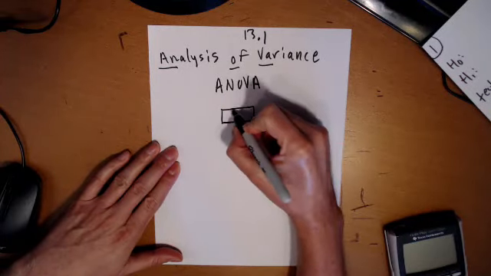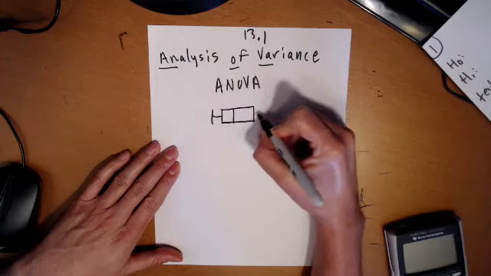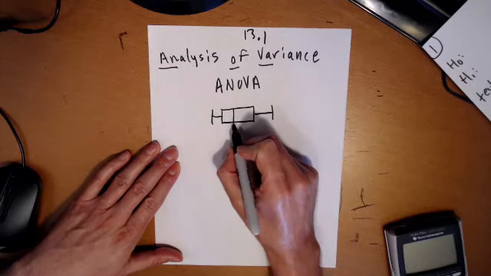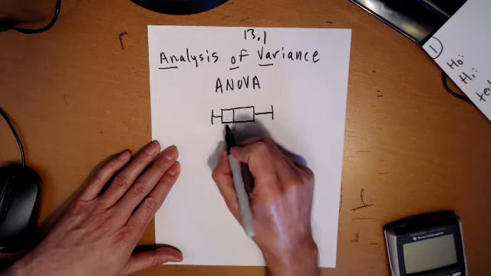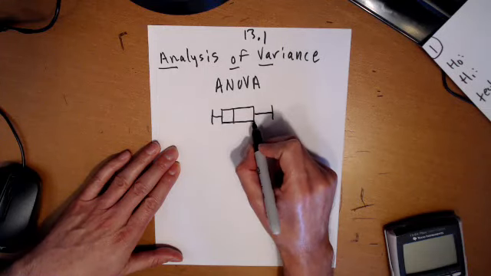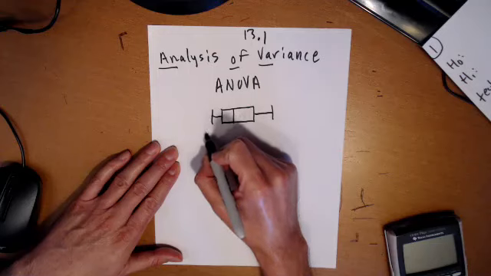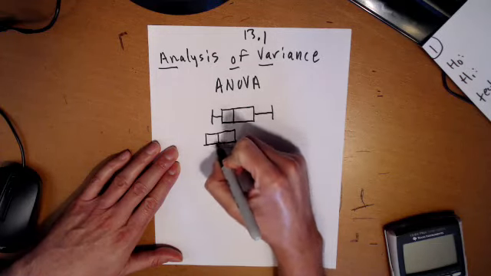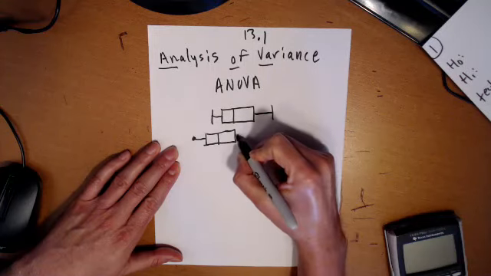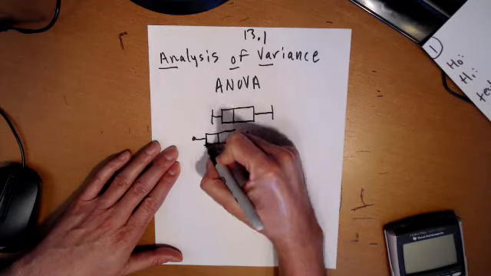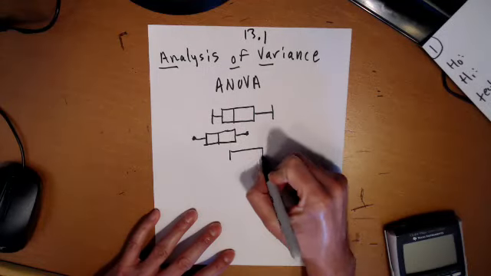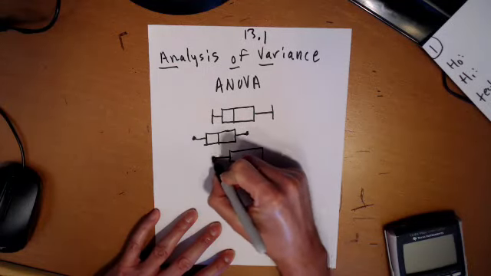A box plot might look something like that. Low, median, high, Q1, Q3. Our book likes to draw it without the little endpoints, so they might draw it, or they put little dots. It just depends on which software package you're using, so it might look something like that. Maybe you have another one that looks like that.